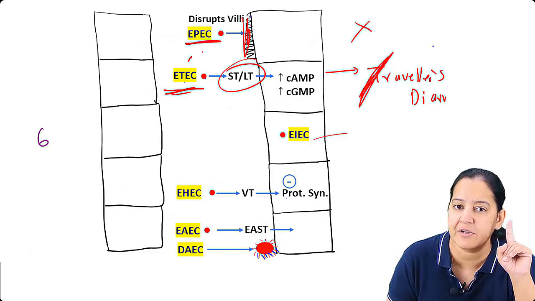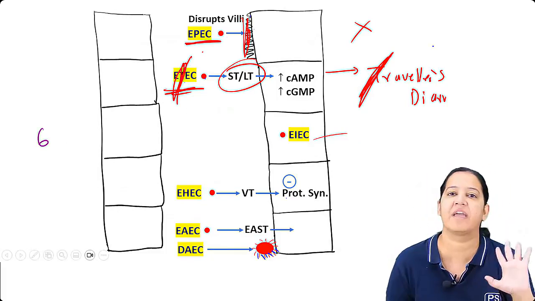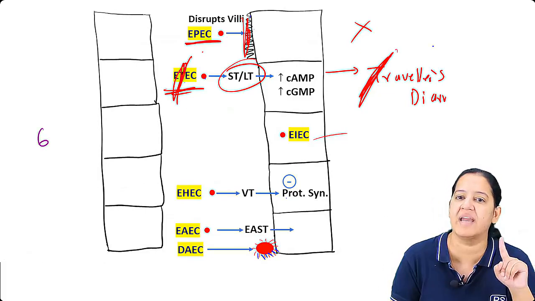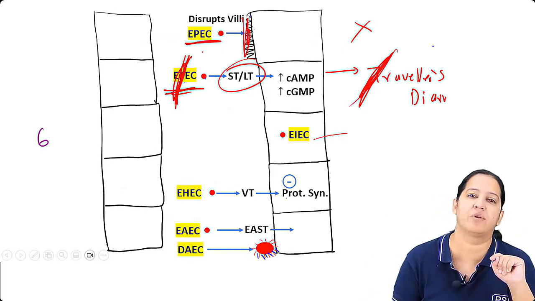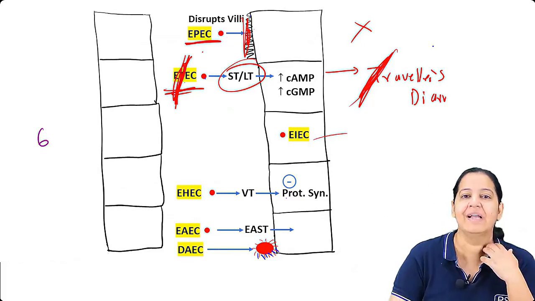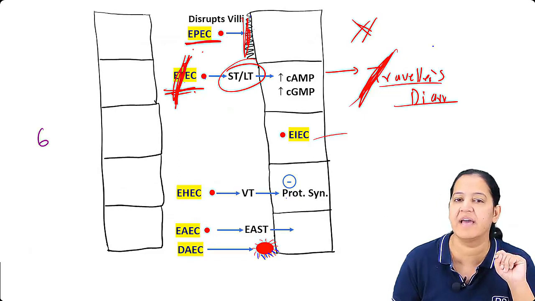Traveler's T, toxigenic T. Learn like this: T for T. You will never forget. It's a very common PYQ. So the most common cause of traveler's diarrhea is ETEC. T for T. This is an additional point you have to learn. So EPEC, no additional point. ETEC is the most common cause of traveler's diarrhea.